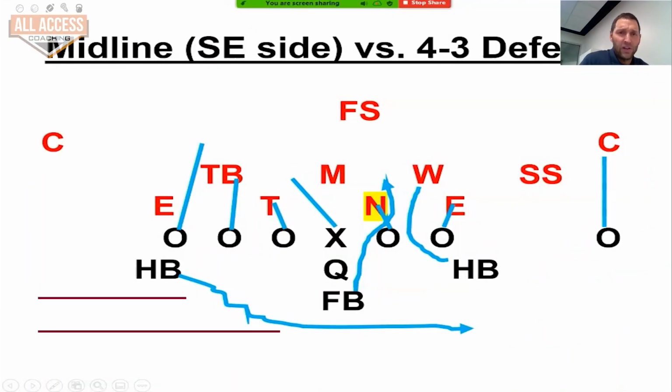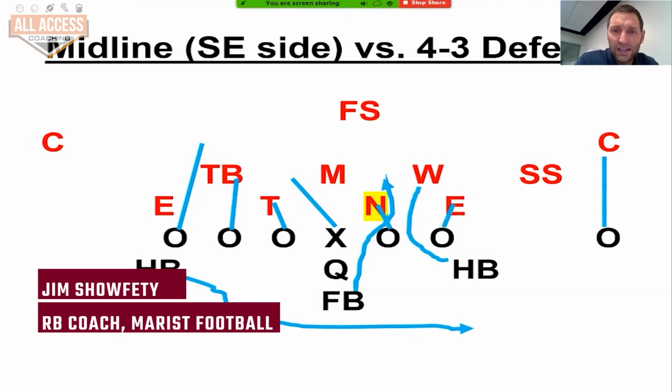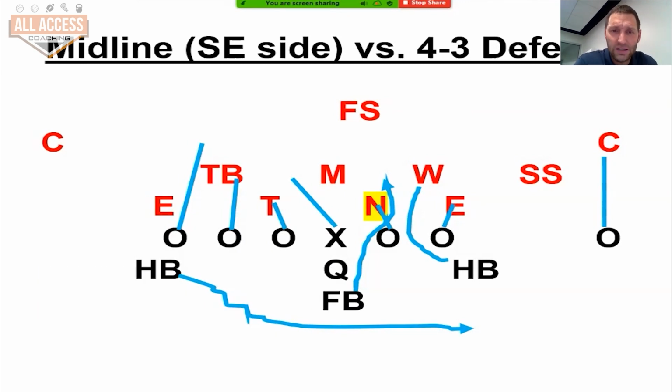If you look right here, this is midline against the split inside against a 4-3 defense. I've got the nose guard highlighted. In this case, we are reading that one technique that is highlighted in yellow. The play side halfback, as you see, is coming in B gap to block the Willie backer. The play side tackle is fanning out on the defensive end. The play side guard is, in this case, taking that nose guard.